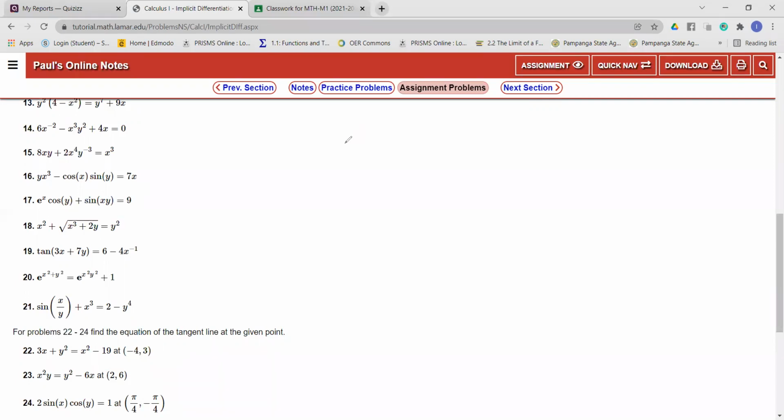Number 20. So number 20, meron kang e to the x squared plus y squared equals e to the x squared y squared. This one. So same lang naman ang rule pa rin. So ang derivative ng e to the u ay e to the u du. Kaya ang derivative nito ay e to the x squared plus y squared pa rin times yung derivative nito.